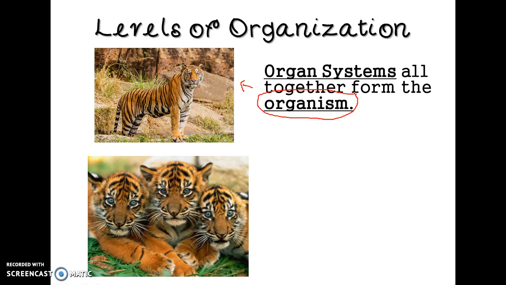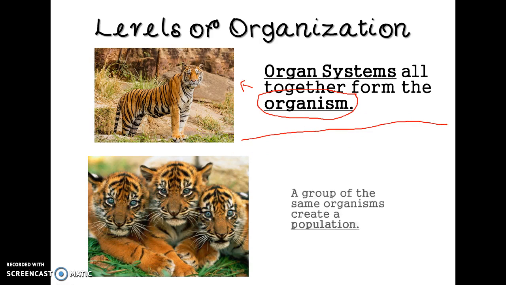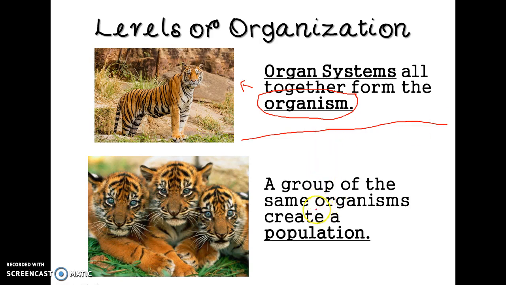Now, everything up until this point so far on levels of organization has been within a single organism. So we started off at our subatomic particles, and we've gone all the way up through what builds up to an organism. So everything from this point forward is going to be bigger than an organism itself. And this is going to take us into populations. So a group of these same organisms create what we call a population. Now, this picture is a picture of a group of tigers. We could call this a population of tigers.